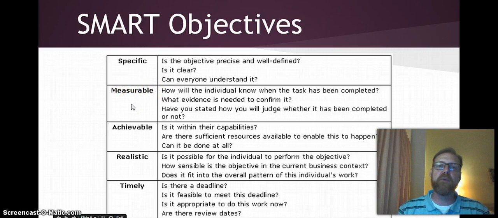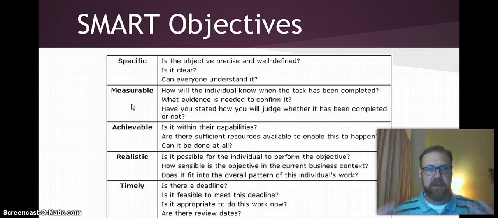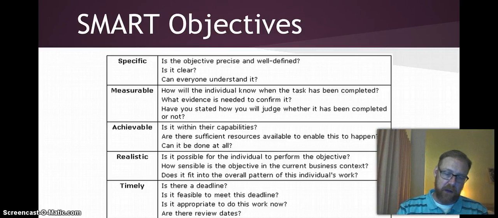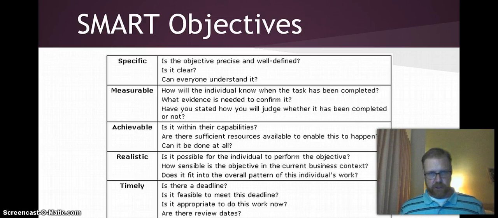Next, it needs to be measurable, right? So how will we know when you have completed it? And what evidence will we need to see to confirm that you have accomplished that objective for your goal? Have you stated how you will judge whether it's been completed or not? Super important that you do that. So you've made it understandable and clear, that's the specific part, and now you've made it clear what the evidence will be to show that it has been accomplished, to show that you have done it.